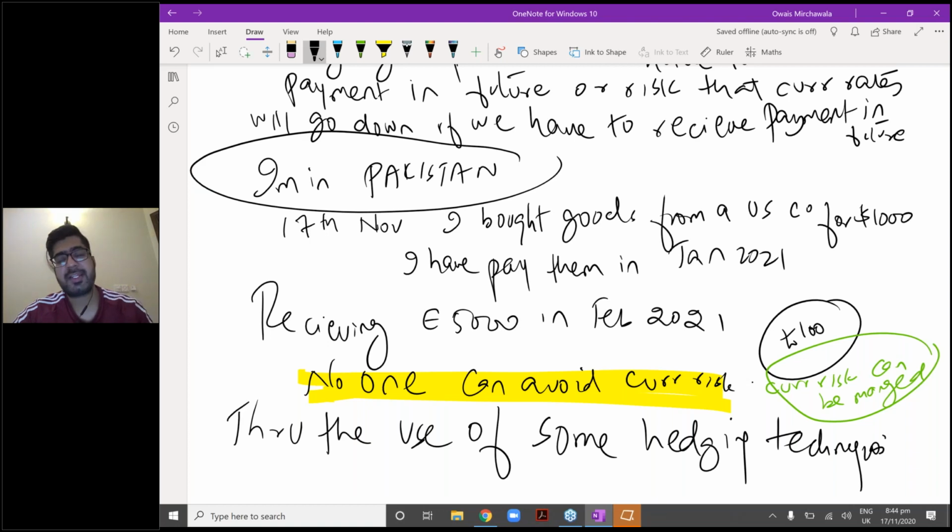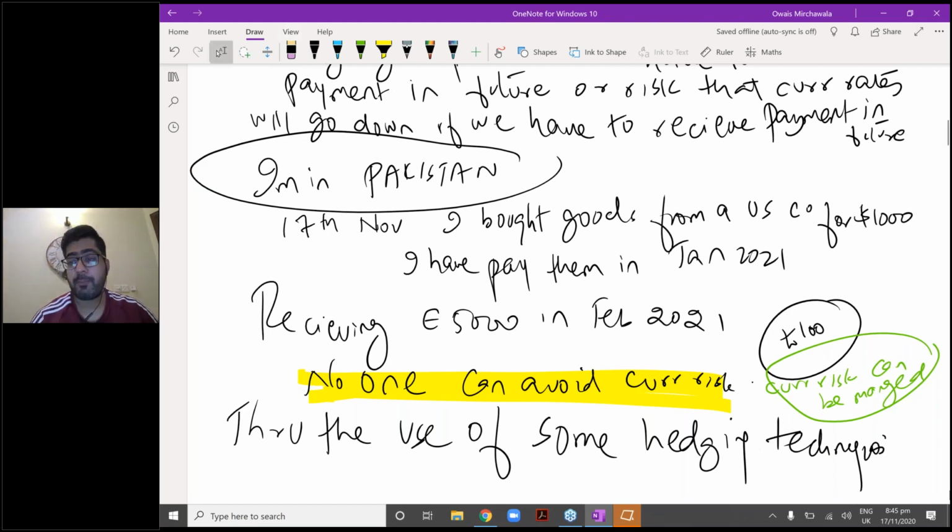Okay, so basically I told you first that currency risk is the risk that currency rates will go up if you have to make payment, or currency rates may go down if you have to receive payment. I give you an example that I'm in Pakistan and I have to pay someone $1,000, let's suppose after 2 months. There's always a risk that rates may go up. Similarly, we have to pay fees to ACCA UK in March. There's always a risk that pound may go up. This is currency risk. Okay, no one can avoid currency risk. It can only be managed. How is currency risk managed? It is through the use of some hedging techniques.